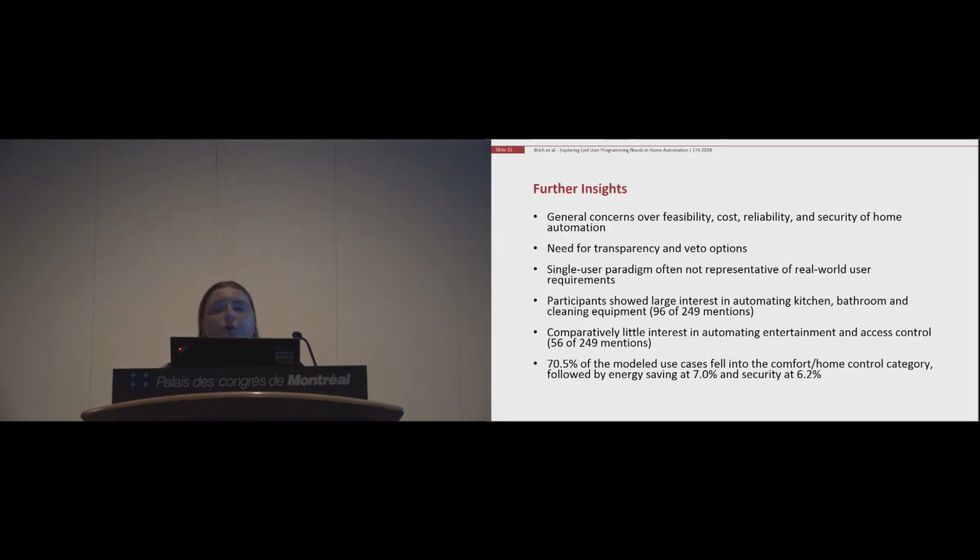With regard to the home automation and potential and acceptance, participants voiced general concerns over feasibility, cost, reliability, and especially security of home automation. And they also voiced a strong need for transparency. So why is the home doing something at any given point in time? And they strongly demanded the right for veto options to override all automation.